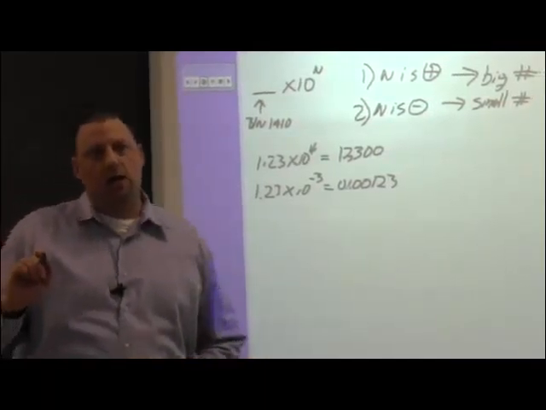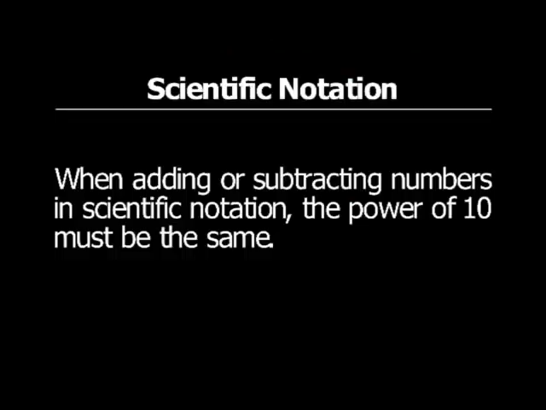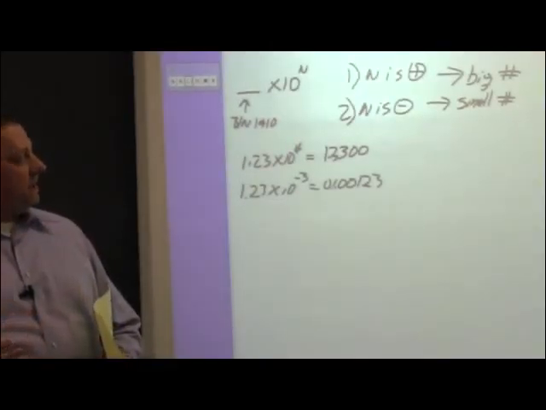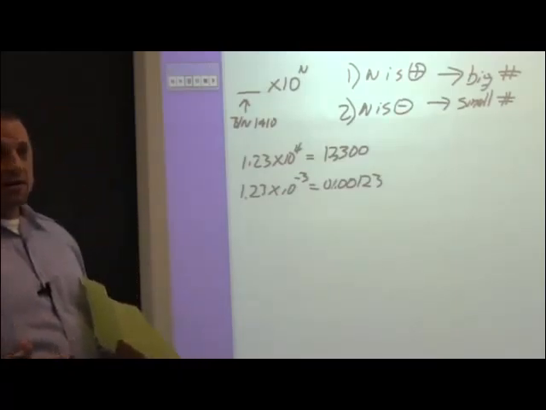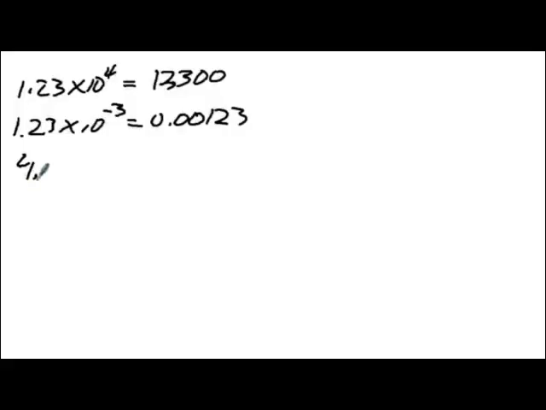When you add or subtract scientific numbers, the key thing is the exponent, the power of 10, has to be the same. Just like I talked about in the rules of exponents, when you add terms, they have to have the same exponent. Same thing with scientific numbers. They're applications of exponents. An example, if I had 4.56 times 10 to the third, and I wanted to subtract 1.15 times 10 to the third.